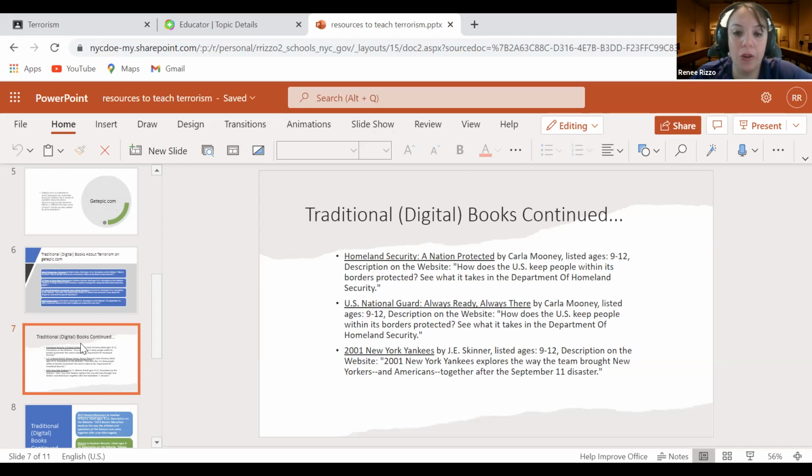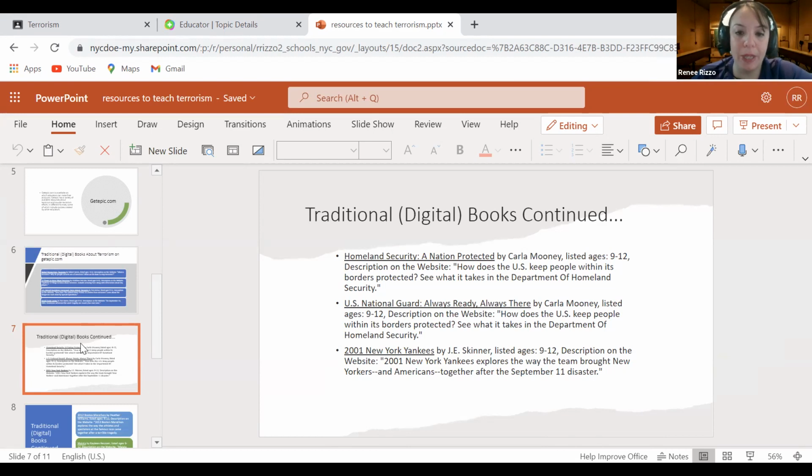U.S. National Guard: Always Ready, Always There by Carla Mooney, listed ages 9 through 12. Now, the description on the website for this book is the same exact description for the Homeland Security book. I did double check and it was not my error. It is an error on the website, I'm assuming, but I will share the description with you anyway. So, how does the U.S. keep people within its borders protected? See what it takes in the Department of Homeland Security.